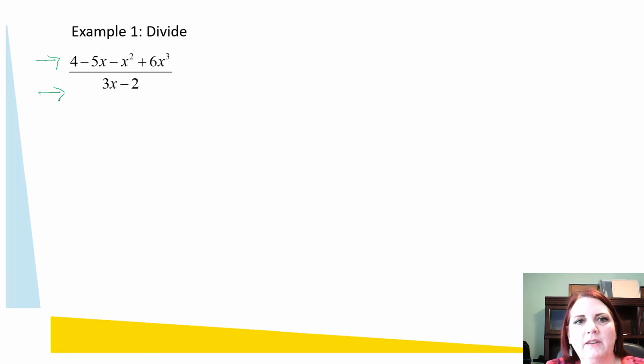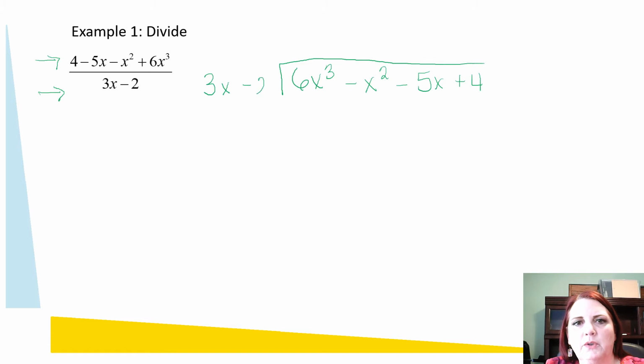So on the dividend, which has 4 terms, 6x cubed is going to be the first term. Then we go to the next term, which is negative x squared, and then we want the x term, which is negative 5x. And then we want that constant, 4. And we're going to do long division. And then we'll put our divisor out here, 3x minus 2.